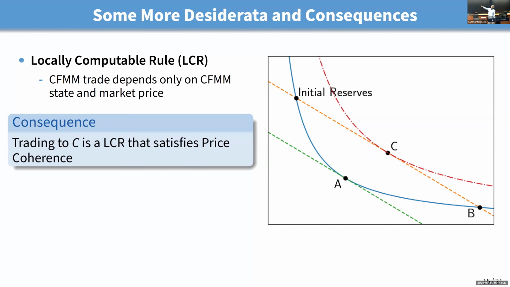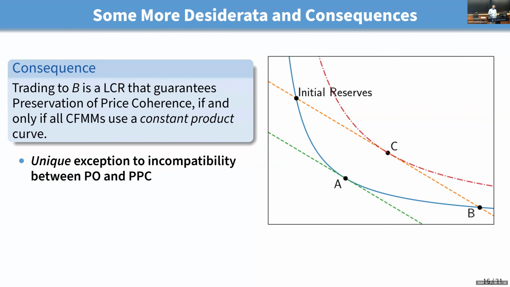Of course, as we said, trading to this point C is the only thing that guarantees price coherence. But I want to point out, we can also guarantee this weaker notion of price coherence by trading all the way across in only one unique case. That one unique case is when everyone's using this Uniswap-style constant product trading function. Basically, that has a lot of symmetry to it.